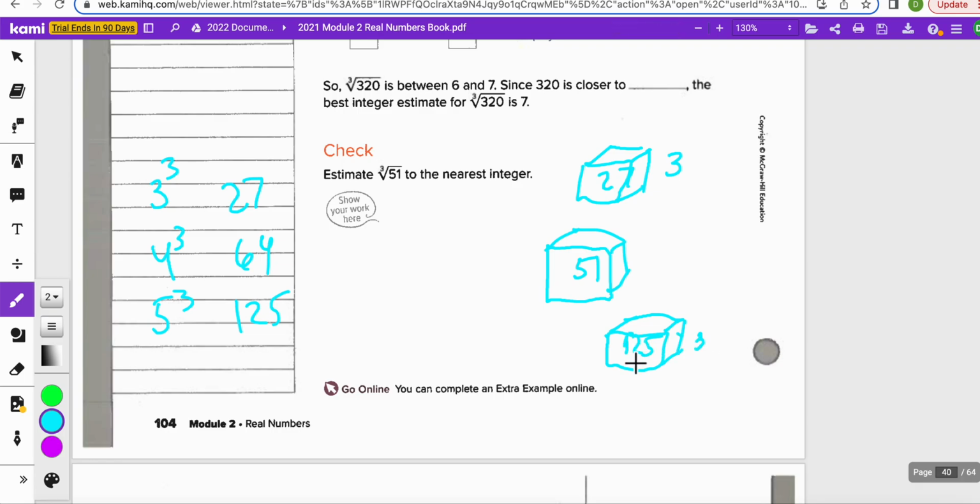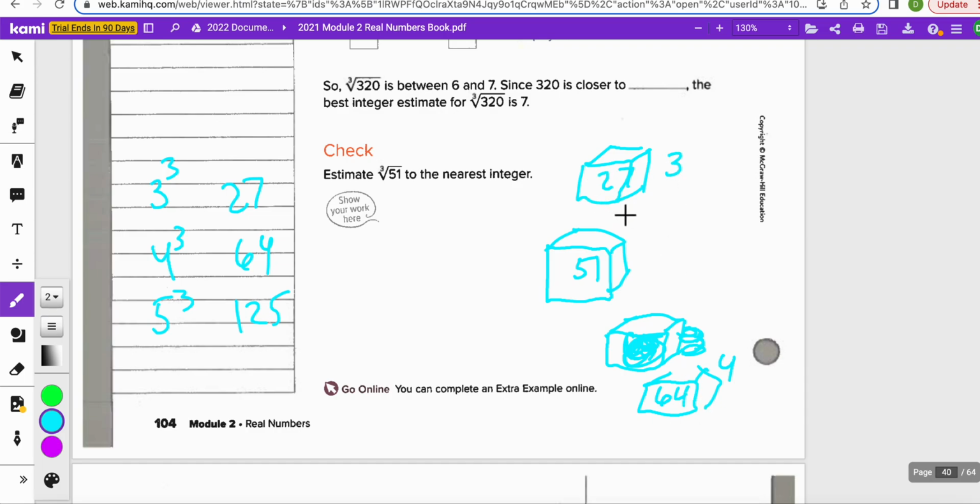Oh, I messed up. That's 64. Sorry, scratch that. So that's 64. I went up by 1. So that's going to have an edge length of 4. So it's between 3 and 4. The edge length of this shape is going to be between 3 and 4. Well, is 51 closer to 27 or is it closer to 64?